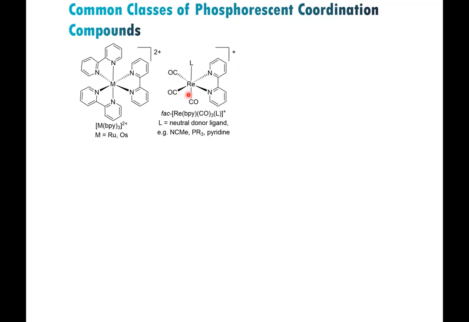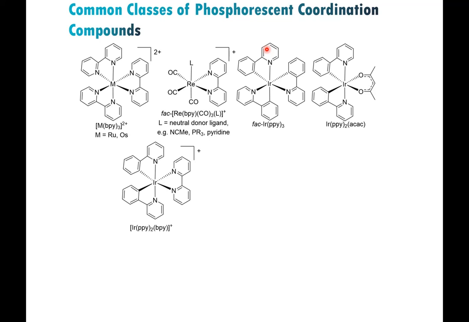So they would typically have something like a bipyridine as a chelating ligand, facial arrangement of 3 carbonyls, and then a variable L ligand, which is often a neutral donor, making them cationic. This L could also be an anionic ligand. They have neutral analogs of these also, but it's some sort of monodentate ligand that occupies that last coordination site. So those are phosphorescent. We're not going to really talk about those in detail.